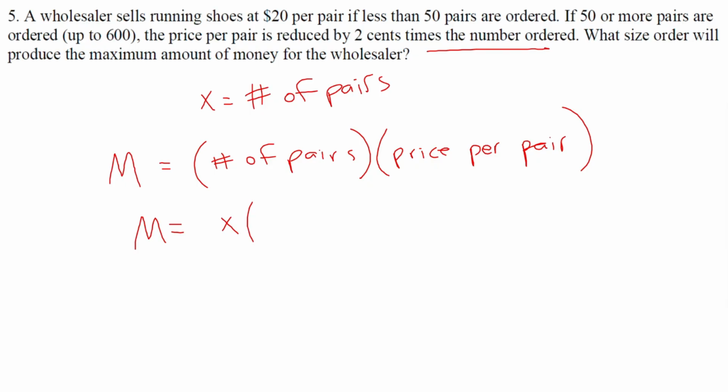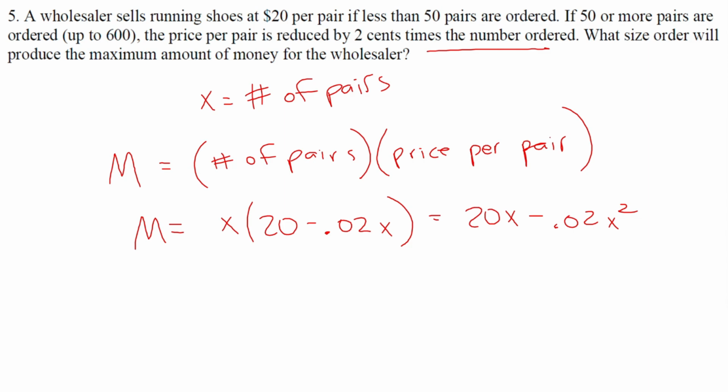the price per pair. Well, the price per pair, assuming that we're going to order more than 50, because obviously we need to sell at least 50 to get our maximum amount of money for this wholesaler, is going to be the cost of $20, right? That's what it was, $20 per pair, minus the 2 cents, so 0.02, times the number of pairs ordered, right? So we're getting a 2-cent discount for each pair ordered on every total pair of shoes. So this ends up being 20x minus 0.02x squared.